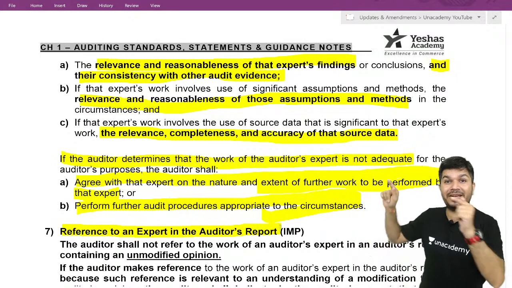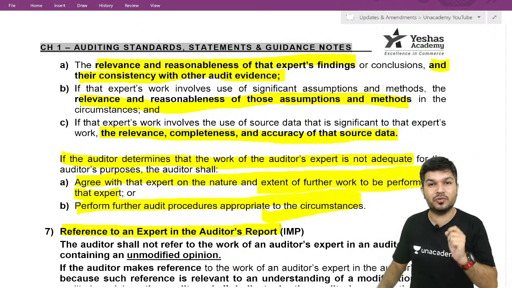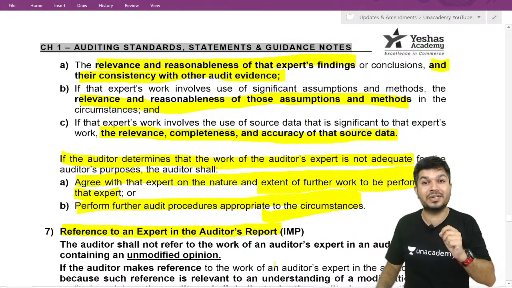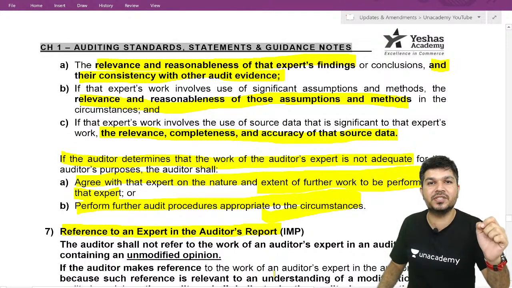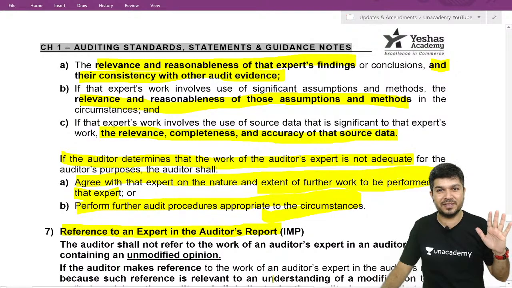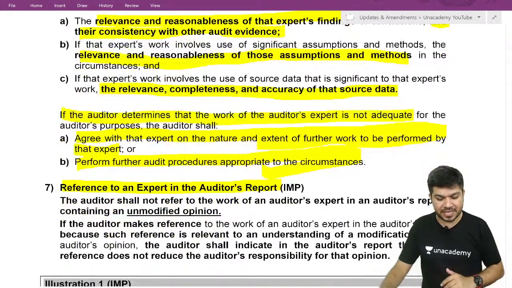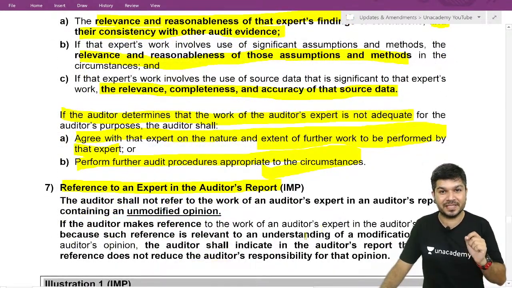When you use the work of an expert, in a clean report, you can't write it. In a modified report, you can write it, but by writing, the responsibility is not shifted. Are you clear with this? This was actually your SA 620.